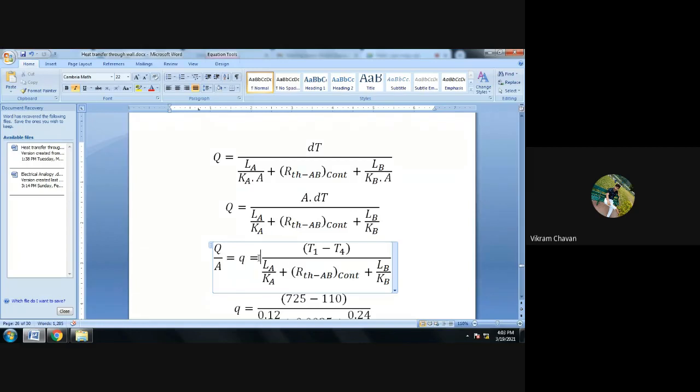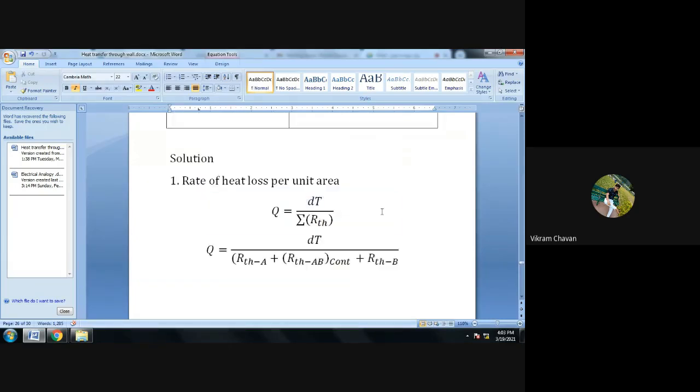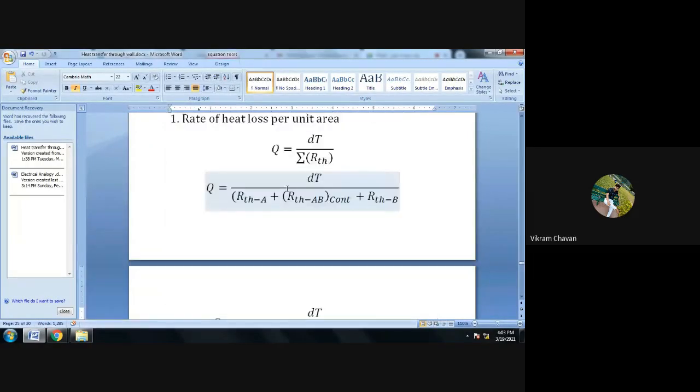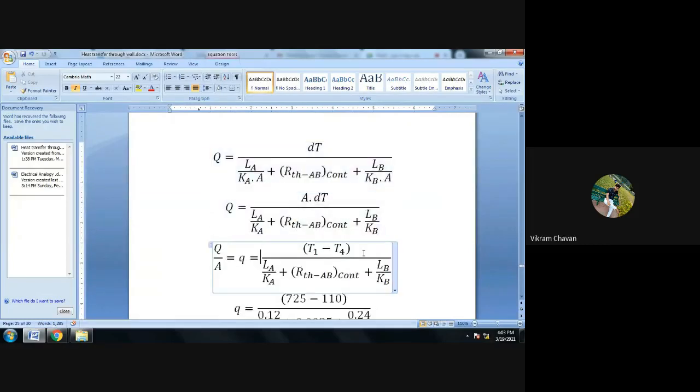which is equal to dT, which is nothing but what? The overall temperature difference. So here once again in the diagram, what is the initial temperature? T1 is the initial temperature and the final temperature is T4. The difference between these two temperatures will provide you the overall temperature difference. So we have written here T1 minus T4 as the overall temperature difference, and we have kept the other terms as they are.